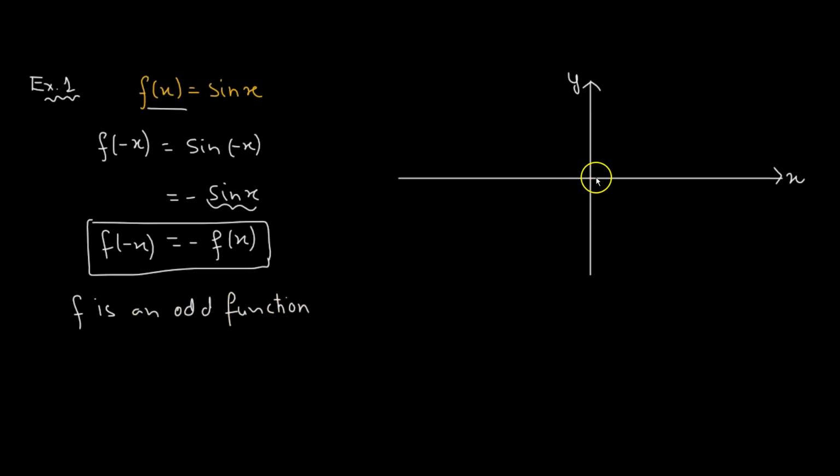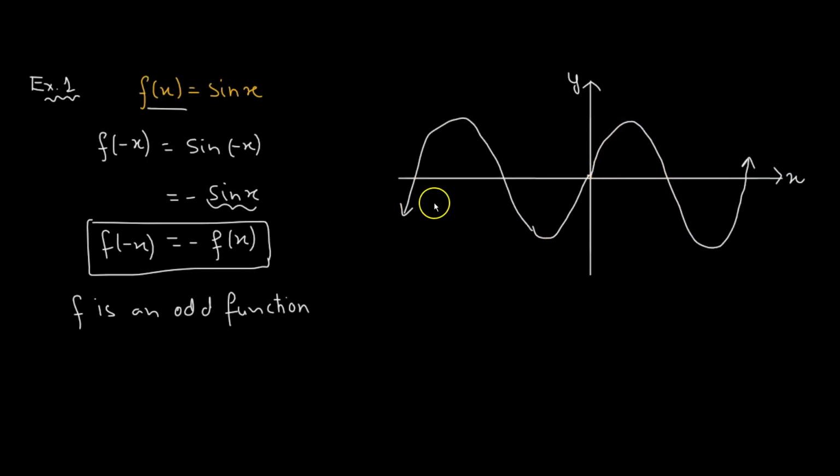Right, so let's try to graph it. We know the sine function is given by this particular shape, and we can extract two key pieces of information from this graph that tell us this is an odd function. The first is that if we rotate this entire function by 180 degrees, it has the same form.